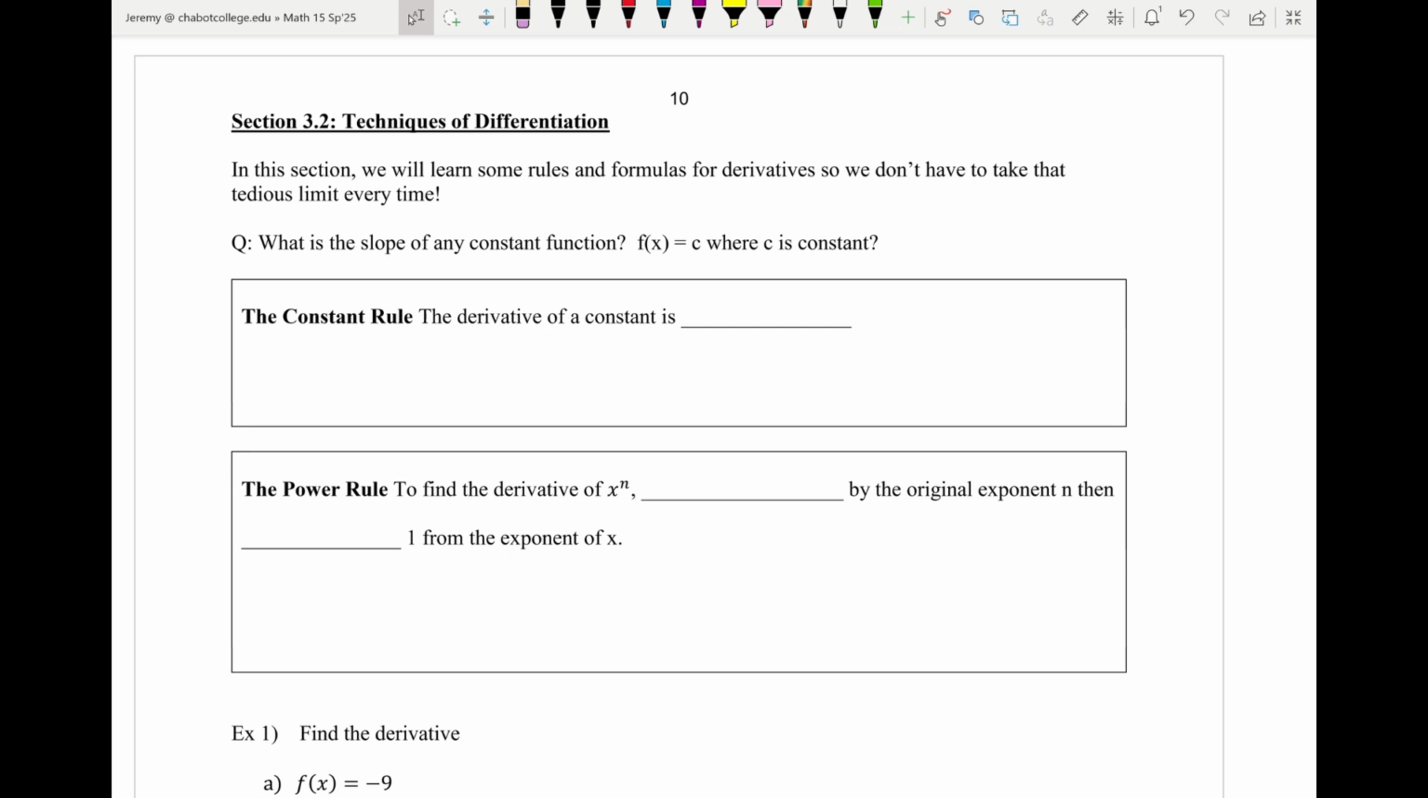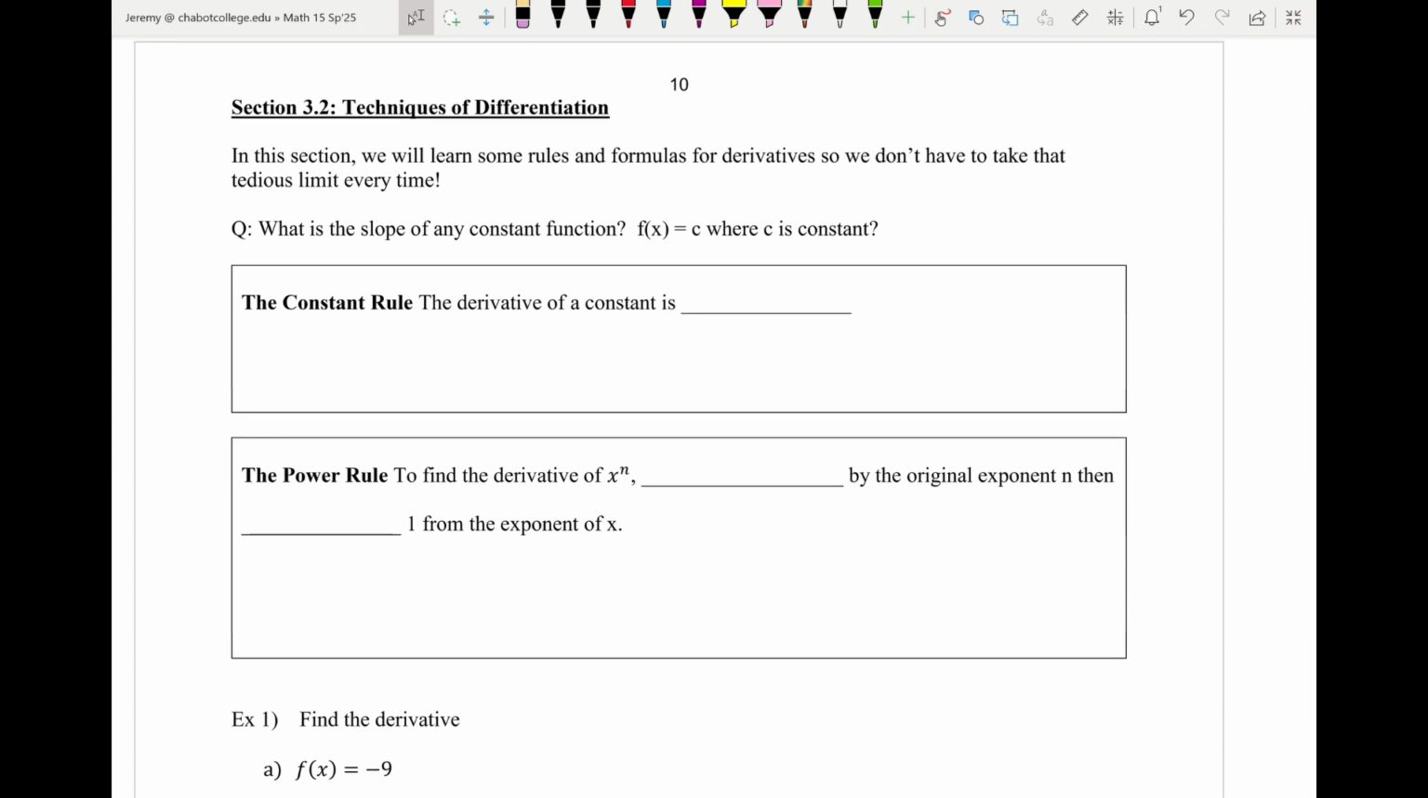Section 3.2, Techniques of Differentiation. So as promised, we're going to get a few techniques which will allow us to compute derivatives way more quickly than we could before using the limit definition. So yeah, let's get into this.